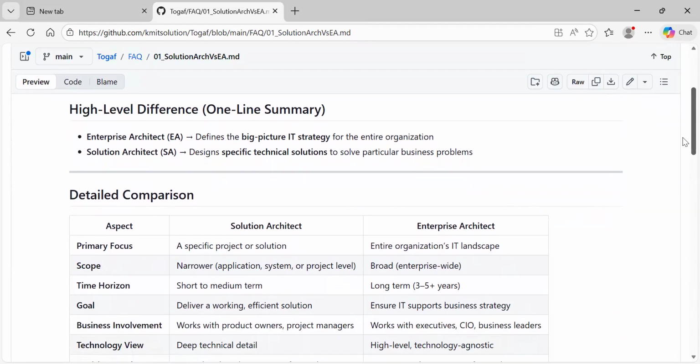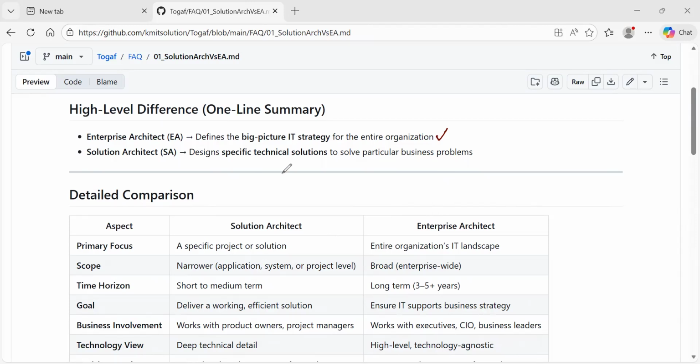If we talk about the enterprise architect, he defines a big picture of IT strategy for the entire organization. So whenever we are talking about the enterprise architect, he is the one who has a very big role. Big role in the sense, for example, the entire project which has the business strategies, business goals, not specific to a particular technology or specific part of a business, but for the entire organization, right? So that is basically the enterprise architect.